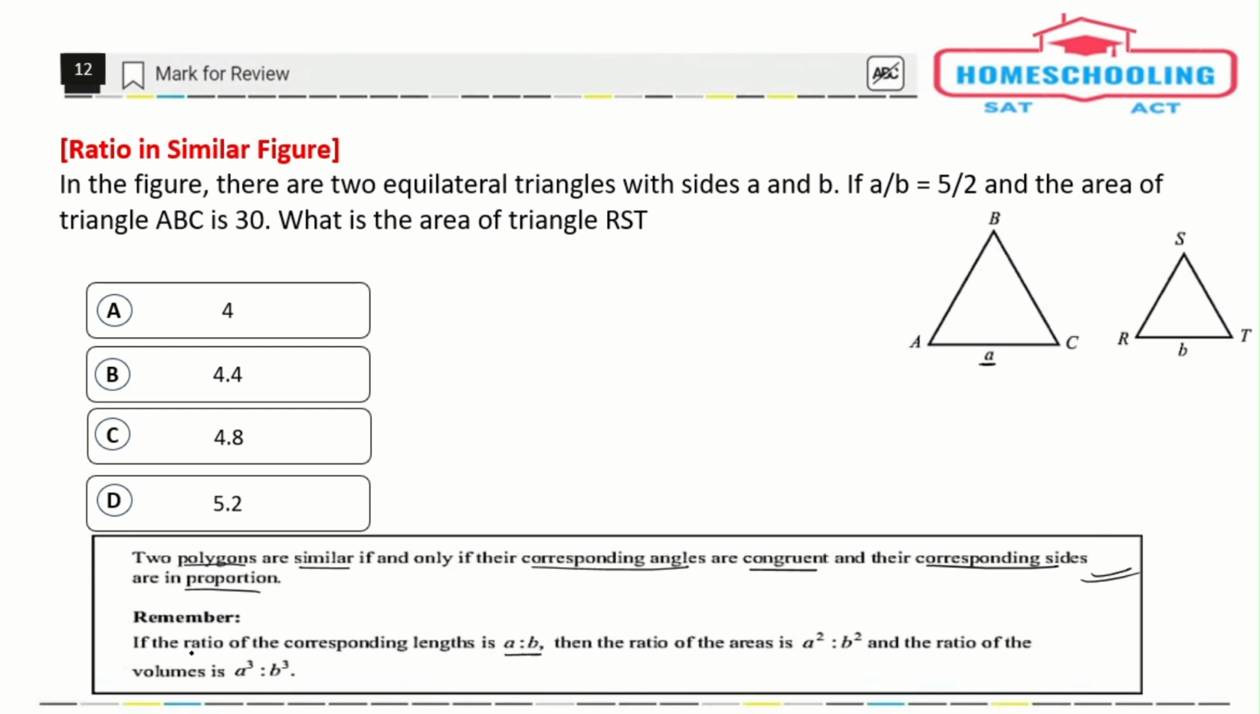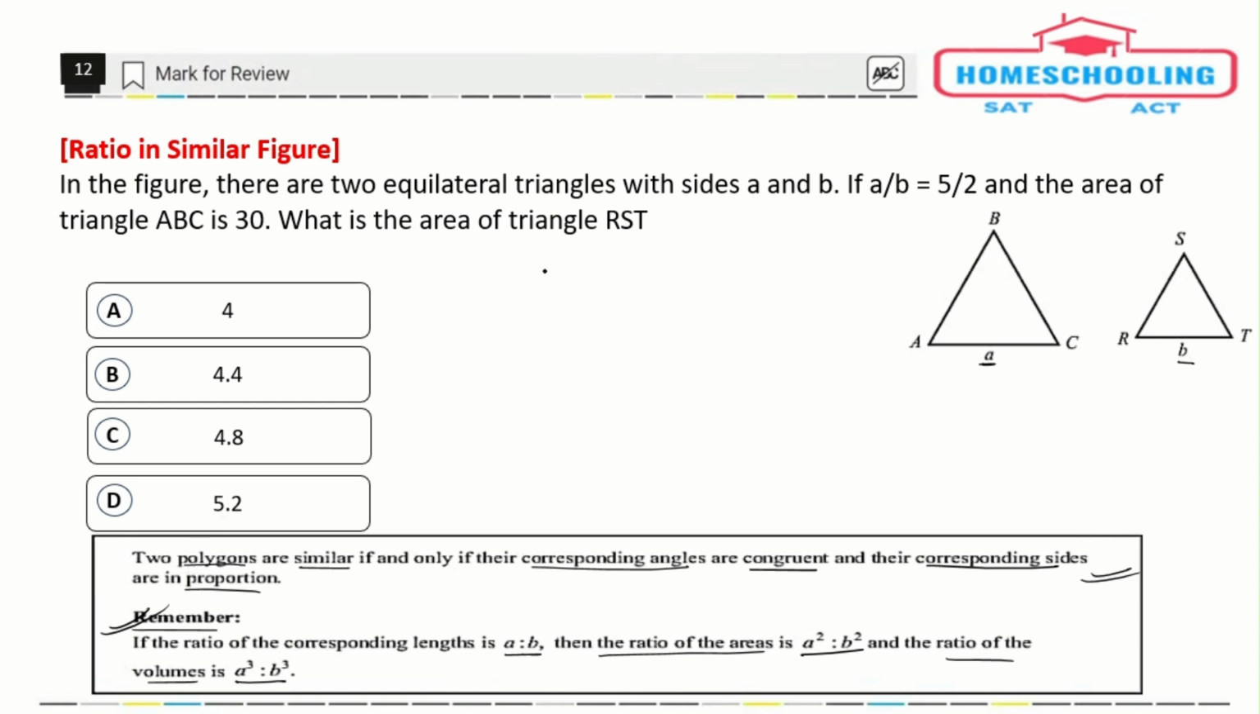So it says that if the ratios of their corresponding lengths, so for this triangle the length is A and for this RST triangle the length is B, then the ratio of their areas would be A square is to B square, and the ratio of their volumes would be A cube is to B cube. So let me show you how it is possible. And this thing you have to remember. It will help you to save a lot of time.